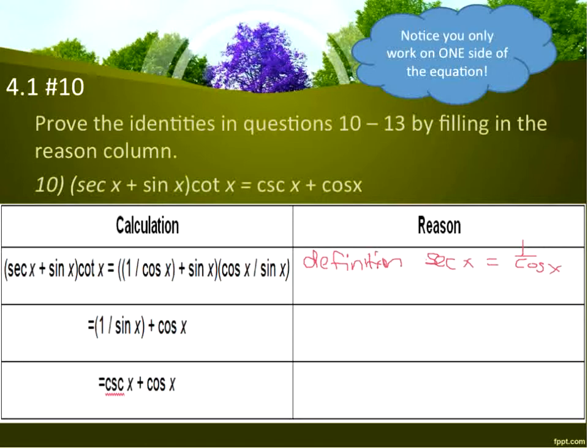Are you okay with that first part, how secant became 1 over cosine? The reason is it's just the actual definition.